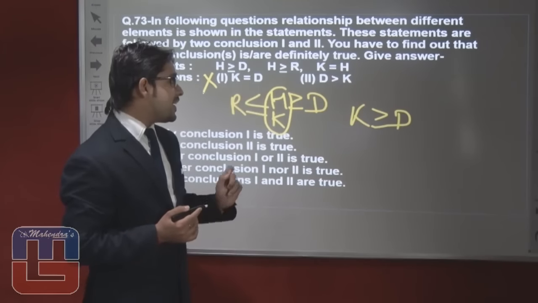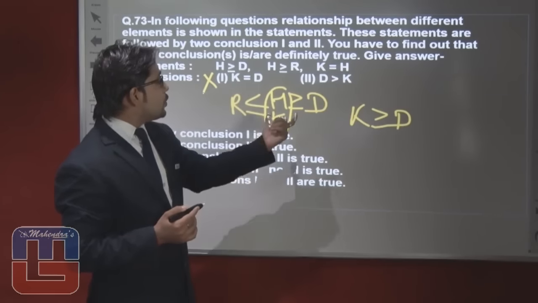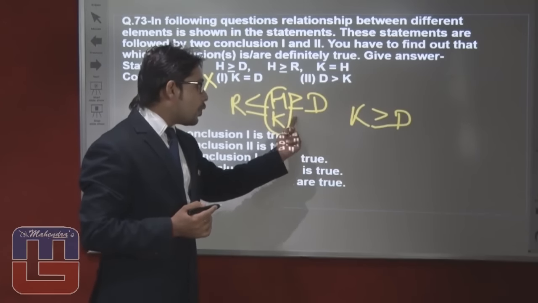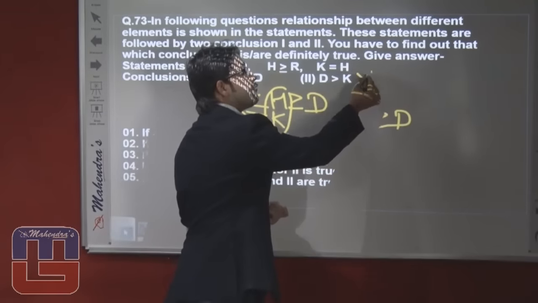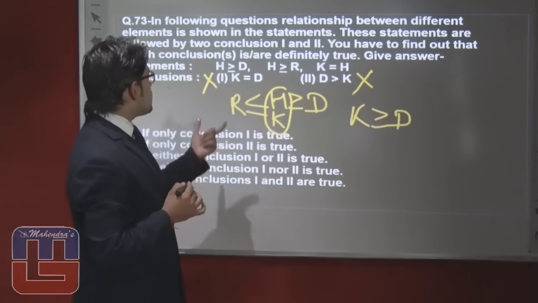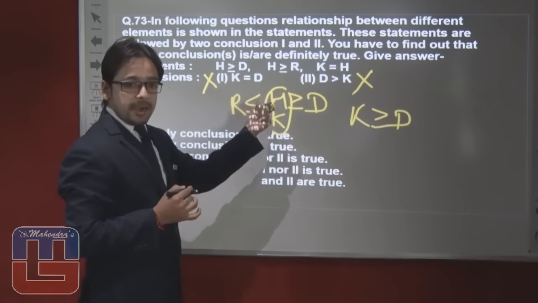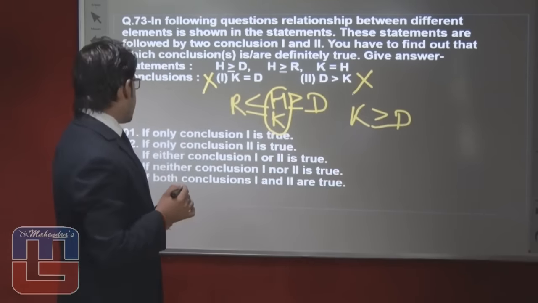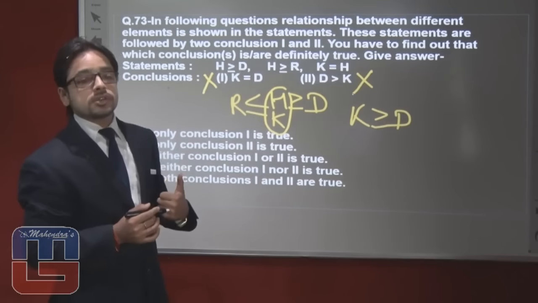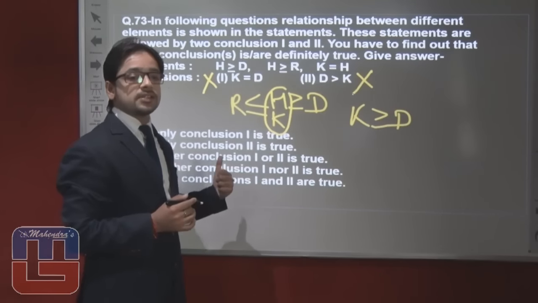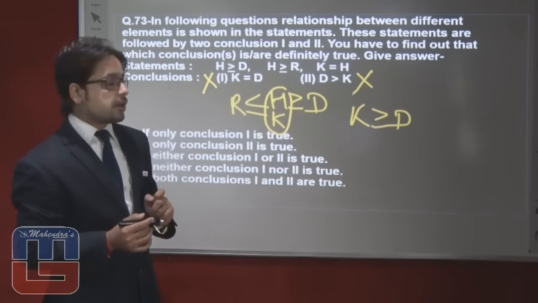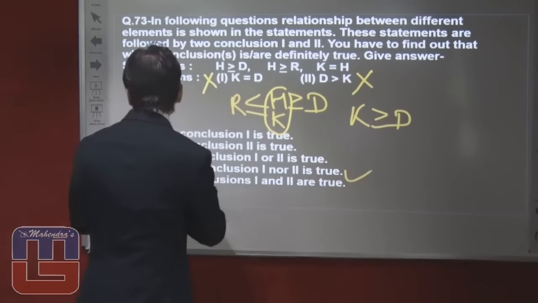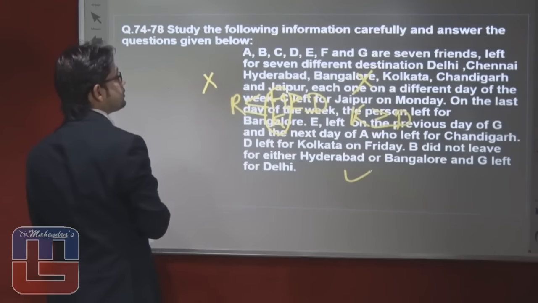Second conclusion is saying D is greater than K. As you know, D is smaller than or equal to K, so we can easily conclude this conclusion is 100% false. Now, as per the demand of the question, we can easily say that the answer to this question is that neither 1 nor 2 is true. Option number 4 is the right answer to this question. Let's proceed towards the next question.